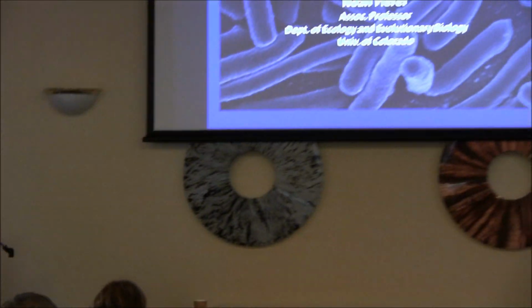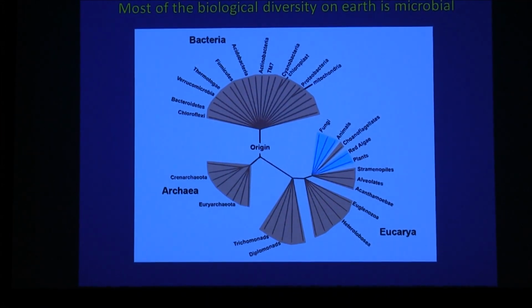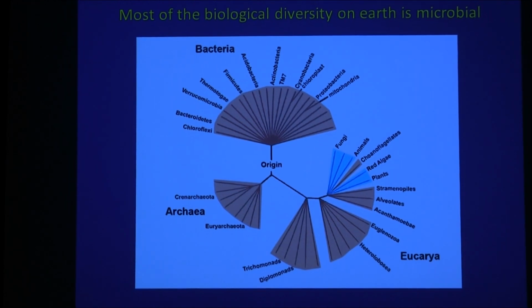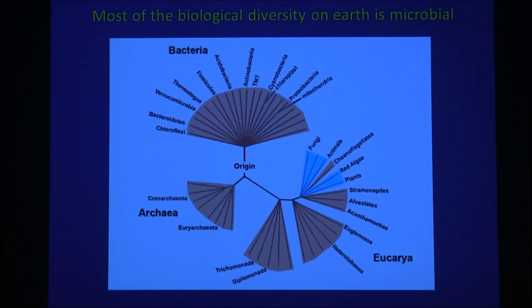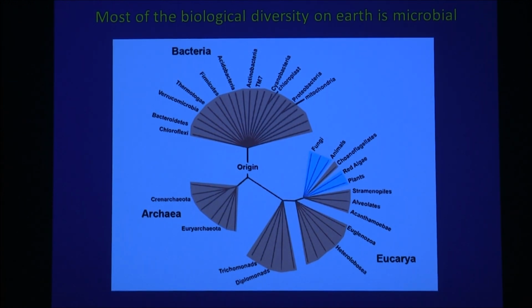So let me just start off by saying this is how I see the world. The key thing I want to point out here is that most of the biological diversity on Earth is microbial. In other words, most of the biological diversity is represented by single-celled organisms. This is the tree of life as it currently stands, and it stands for revision, but this is currently where we have bacteria, archaea, and eukaryotes. Everything in pink are microbial lineages, so single-celled lineages. The majority of the diversity is microbial, and that's where you are.